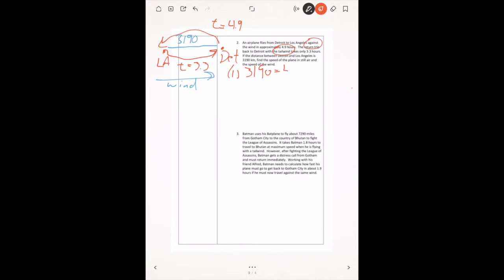On the first trip, it took us 4.9 hours. And the speed of the plane was, well, I'm going p kilometers per hour in the plane, but the wind is slowing me down. So I'm going to subtract w. This right here is how fast I'm actually going. For the second trip, I am still covering 3,190 kilometers. But this time I'm going to be traveling for much shorter, 3.3 hours, because though my time went down, my speed went up because the wind is at my back. It's pushing me a little bit.